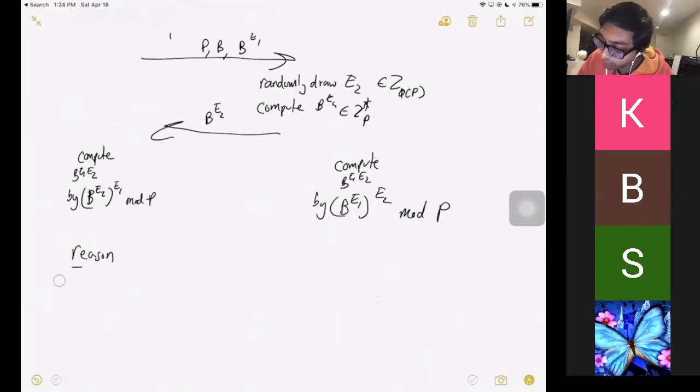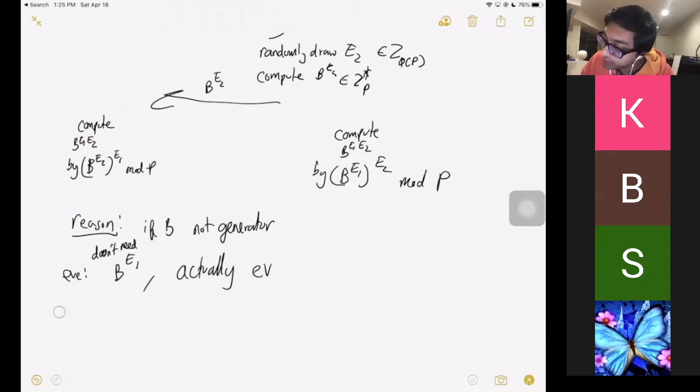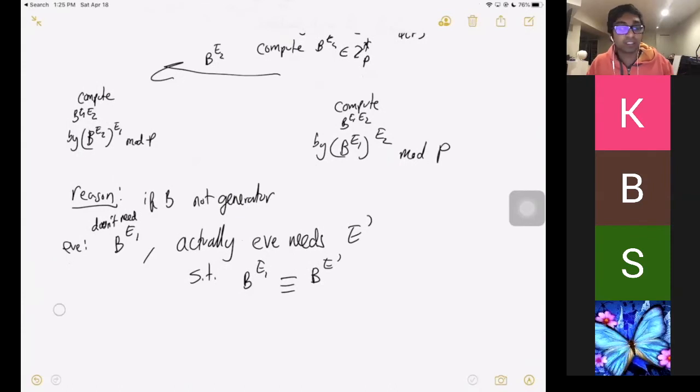is that if B is not a generator, right, then really to break the protocol, an eavesdropper wouldn't really need to know B to the E1, right? Eve doesn't need B to the E1. Actually, Eve needs some E prime such that B to the E1 is congruent to B to the E prime, right? So okay, there's kind of like a billion ways to explain this, and I don't know what's going to do it for you guys. So I'll try this verbal explanation first, right?